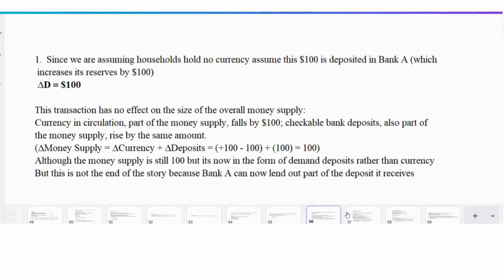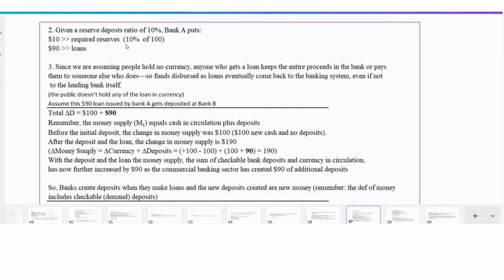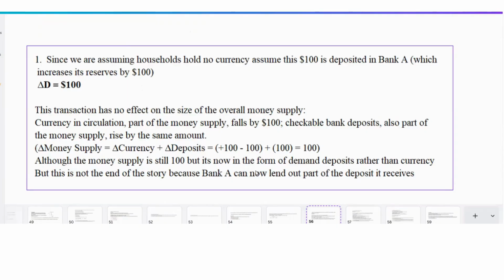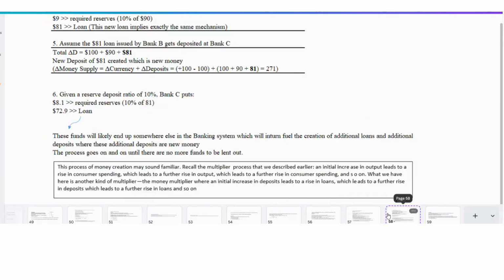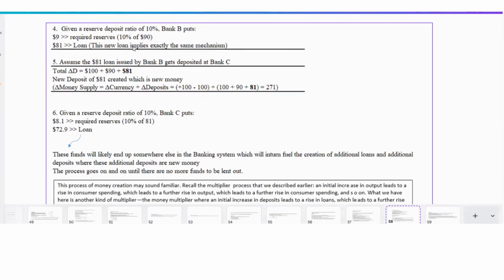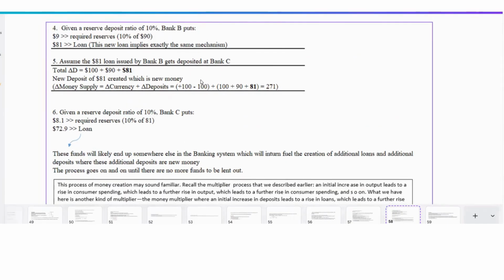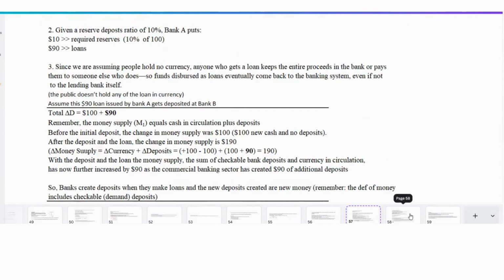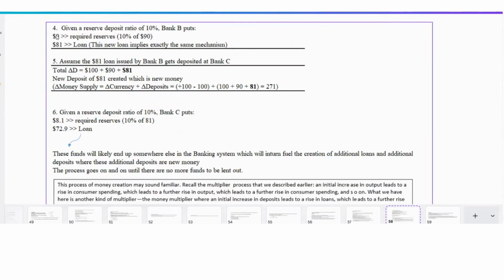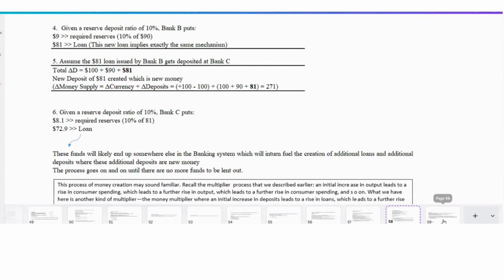Because we saw this initial $100 deposit resulted in a $90 loan. That $90 loan resulted in a $90 deposit, and then that $90 deposit resulted in an $81 loan, which resulted in an $81 deposit, which resulted in a $72.9 loan, and so on.